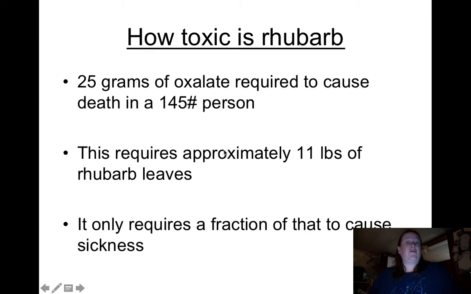And I don't know anyone that actually eats the rhubarb leaves, but I think that we shouldn't eat rhubarb leaves. That is the lesson that I can serve you in this. I could possibly be saving your life right now. But even a tinier amount, only a fraction, is enough to cause sickness. So the moral of the story is don't eat rhubarb leaves, not even a fraction of the 11 pounds that it may take to kill you.